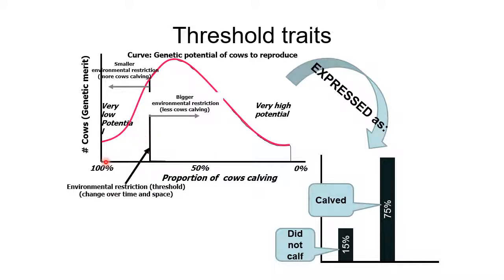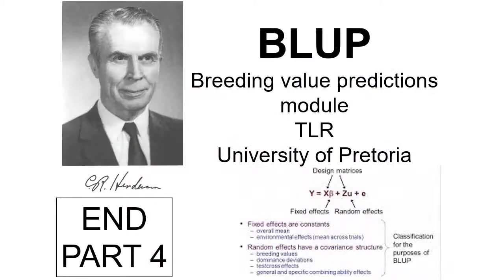In a very good year where you have, let's say, a 99% calving, the threshold will be very close towards the left. So it's basically expressed as calved or not calved, but on the so-called underlying scale, there are genetic merit differences amongst our cows. So if we want to predict calving rate, let's say of the daughters of a bull, we need to take that into consideration in our models as well.